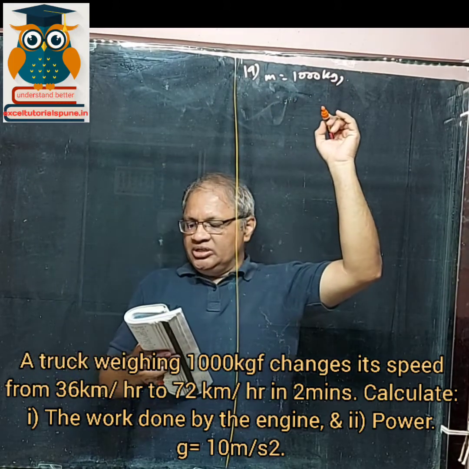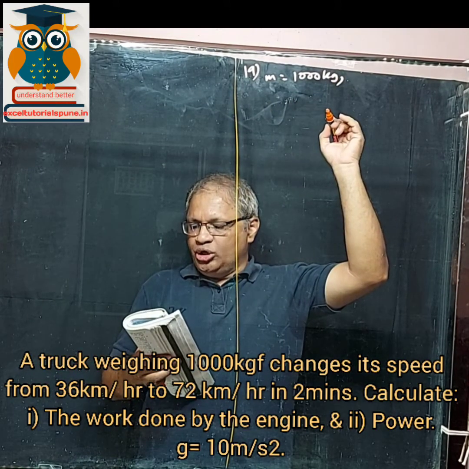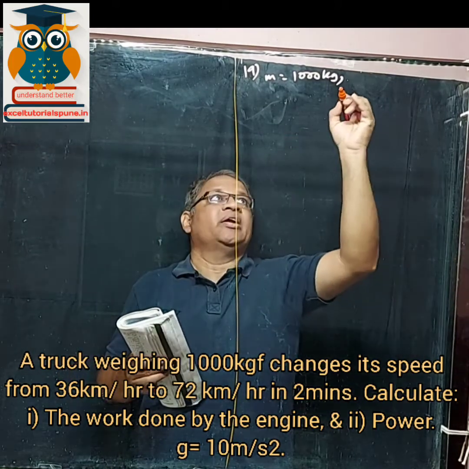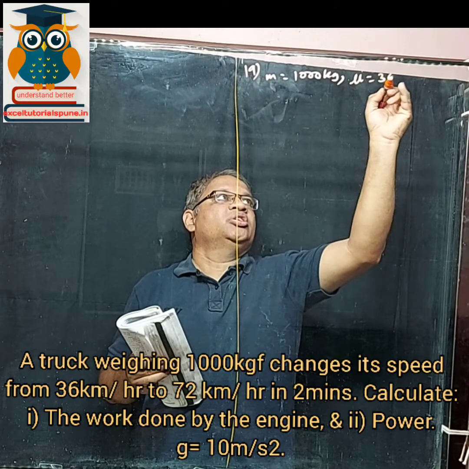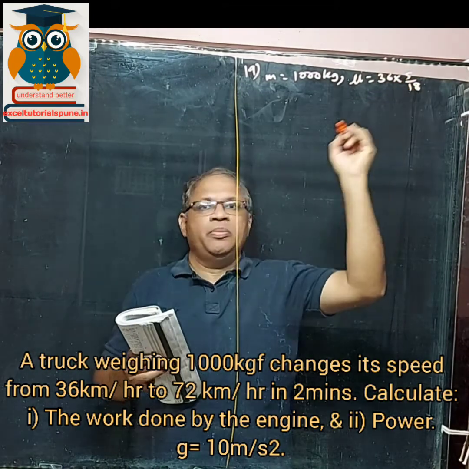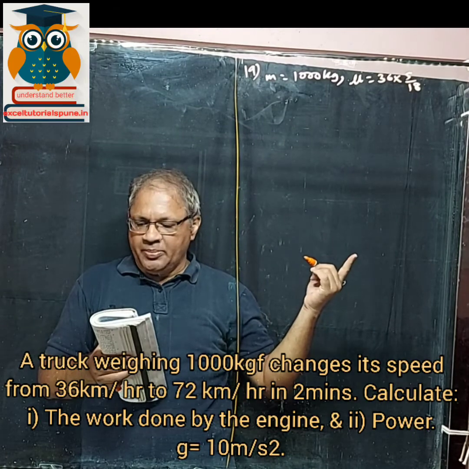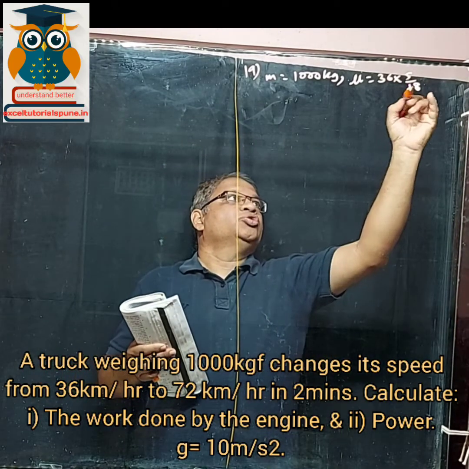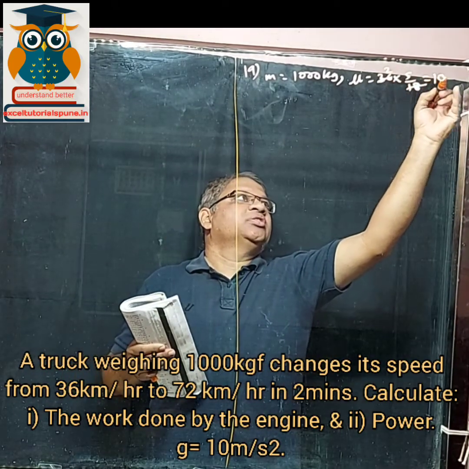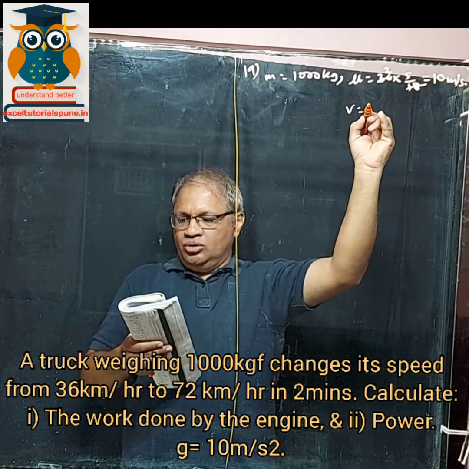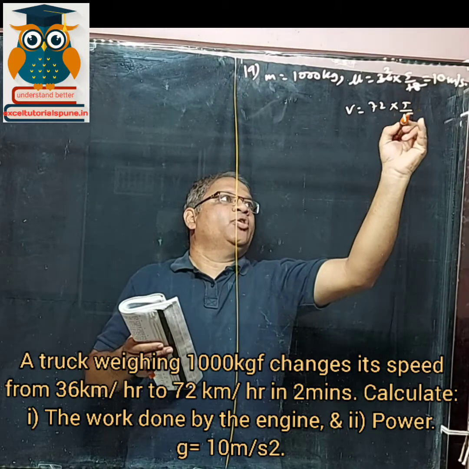And change in speed is 36 km per hour to 72 km per hour. So convert 36 km per hour to meter per second. So u is equal to 36 into 5 by 18. Remember, whenever you have to convert kilometers per hour to meter per second, multiply by 5 upon 18. So 18 2s are 36, 10 meter per second. And v is equal to 72 into 5 upon 18.